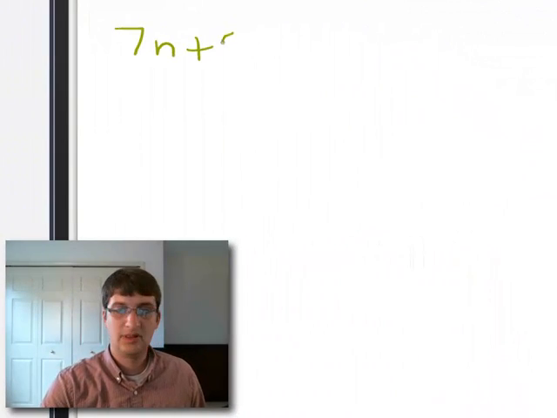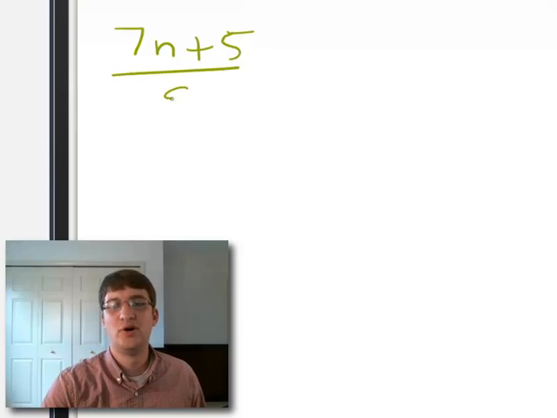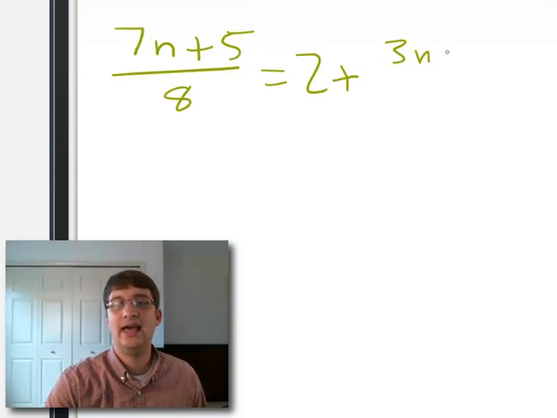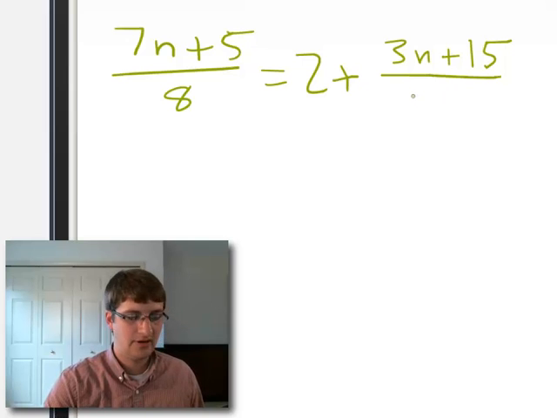All right, so here's the next problem. We got 7 plus 5, and boom, just made it a fraction, over 8, equals 2 plus (3n plus 15), and I'm going to put that all over 10.